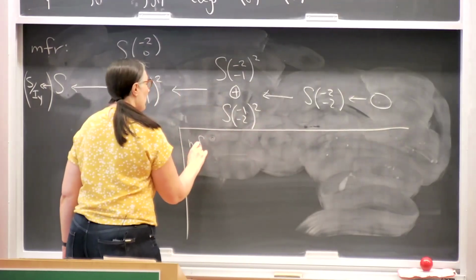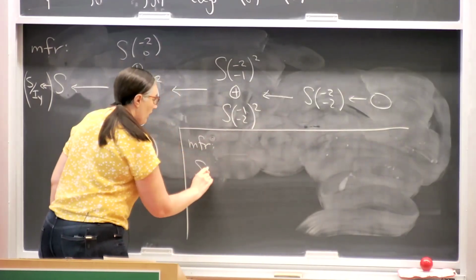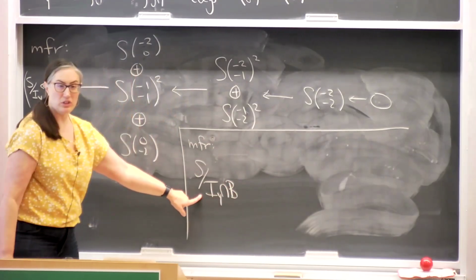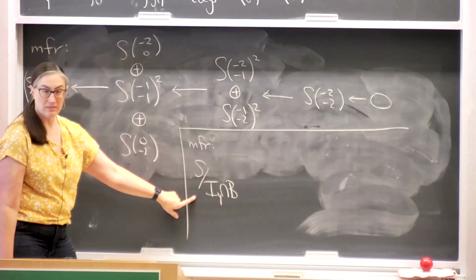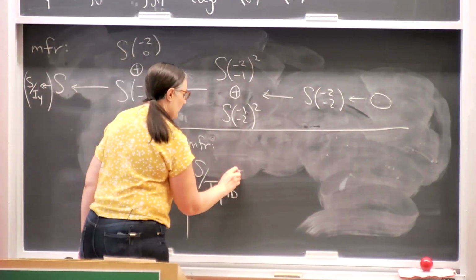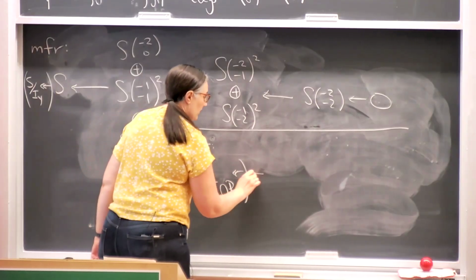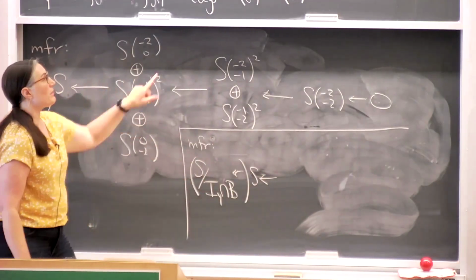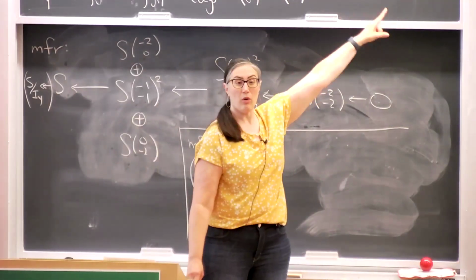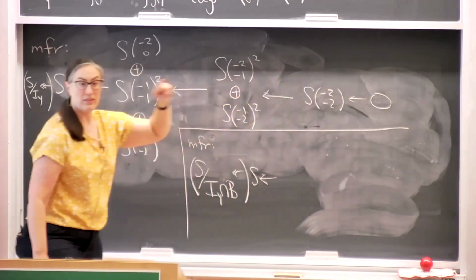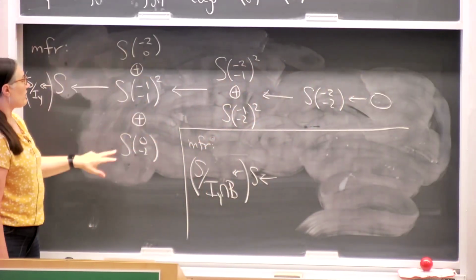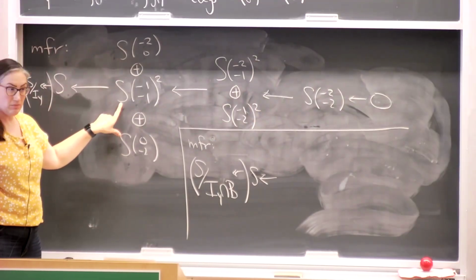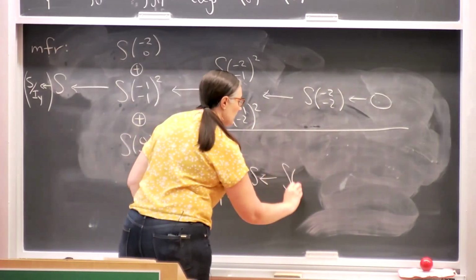Let's do the minimal free resolution now of S mod I_Y intersected with B. Geometrically, this is doing the same thing. So this is what we're resolving. If I intersect with B, I'm forcing myself to have terms that always have one x and one y. So in terms of my generators here, these two are not allowed. I'm keeping these two. So this becomes this.